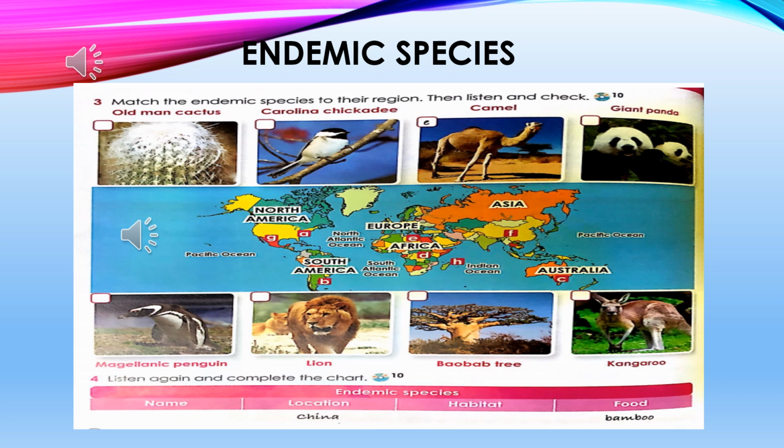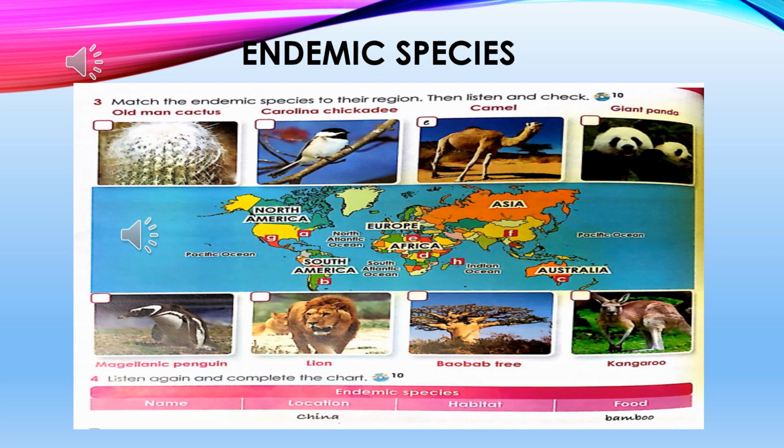And you can see you have little rectangles or squares next to each animal. For example, look, camel already has the answer, and the answer is the letter E. And here on the map, look where the letter E is. Okay, it's between Europe and Africa. So you are going to listen to the audio, and then you are going to be able to write the answer in each square. So listen carefully, and they are going to tell you where each of these endemic species belong, to what regions. Okay, and write the letter.